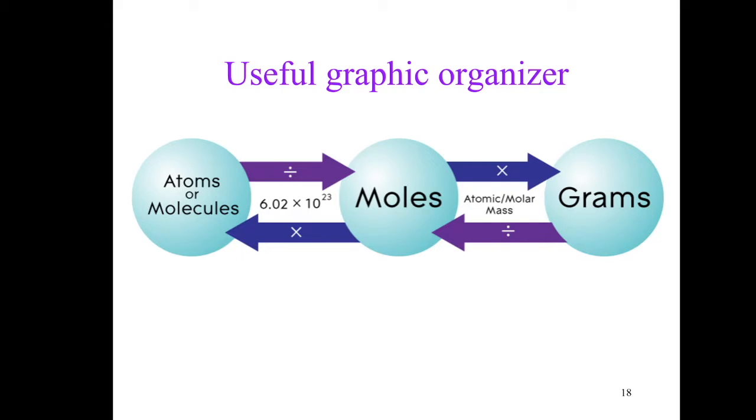This graphical organizer could be helpful. You could use it to figure out some things, but once again, unit conversions just work out. Whenever you're going from atoms or molecules to moles, you're going to divide. When you're going from moles to atoms or molecules, you're going to multiply by Avogadro's number. When you're going from moles to grams, you're going to multiply. And when you go from grams to moles, you're going to divide by the molar mass or the atomic mass.